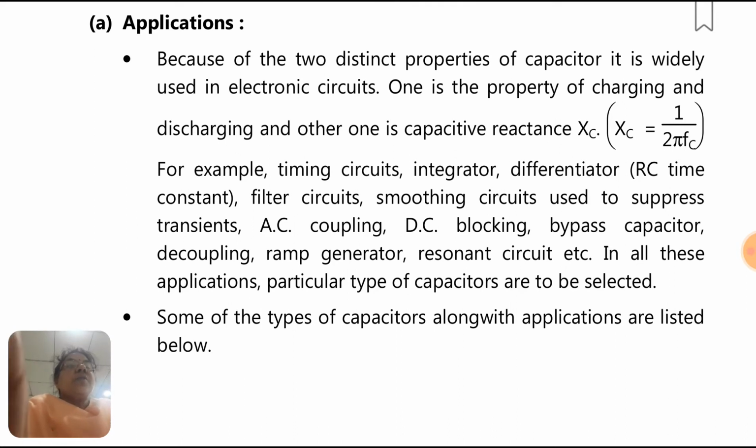Because of the two distinct properties of a capacitor, it is widely used in electronic circuits. One is the property of charging and discharging, and the other is capacitive reactance Xc. Xc is 1 upon 2 pi Fc. For example: timing circuits, integrator, differentiator, filter circuits, smoothing circuits used to suppress transients, AC coupling, DC blocking, bypass capacitor, decoupling, ramp generator, resonant circuit. In all these applications, particular types of capacitors are to be selected.